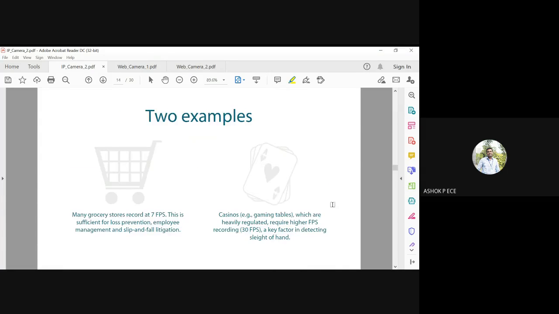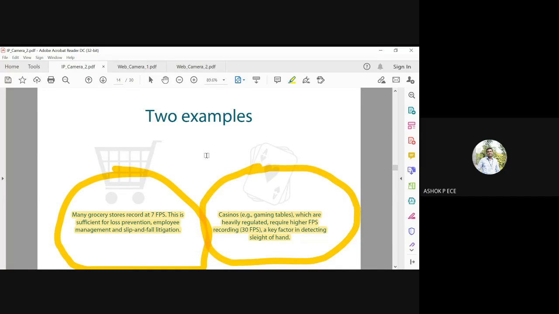Two examples. You see many grocery stores record at 7 frames per second. This is sufficient for them because you know that in a supermarket people will not run fast. They'll be moving around slowly, right? 7 frames per second is very, very enough. But when you are going for gaming, 30 frames per second is very, very important because even within that 30 frames per second, there is a chance that a quicker movement may happen. Okay, so in two examples we are seeing one using an extremely low value of 7 frames per second, and one using an extremely high value of 30 frames per second.